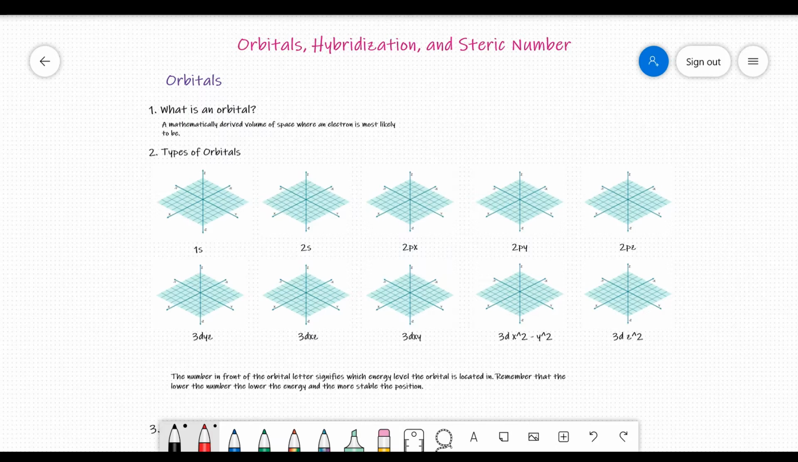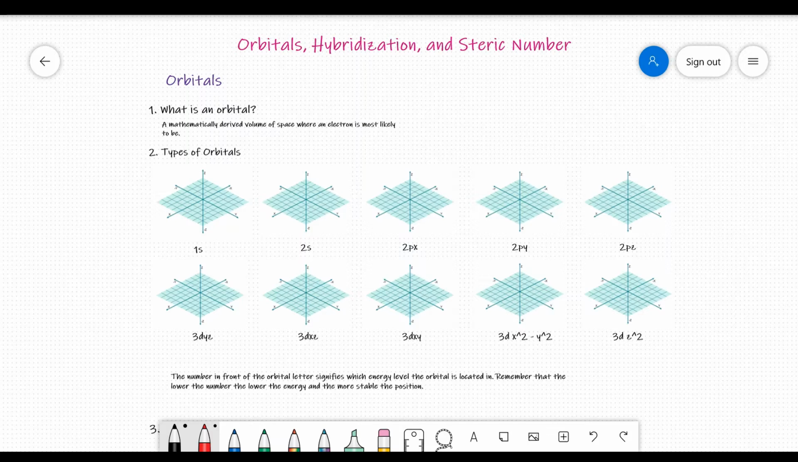Today we're going to be talking about orbitals. In the next video that follows, we're going to be discussing hybridization and steric number. So stick around if you need some help figuring out the grand topic of orbitals.